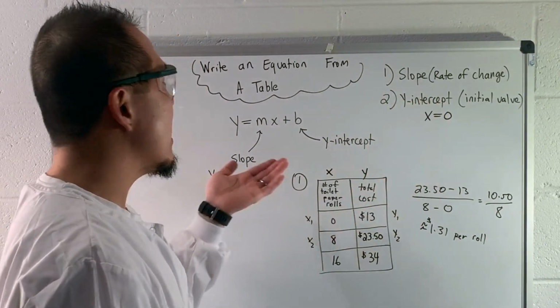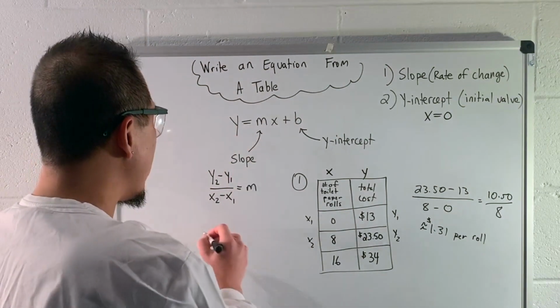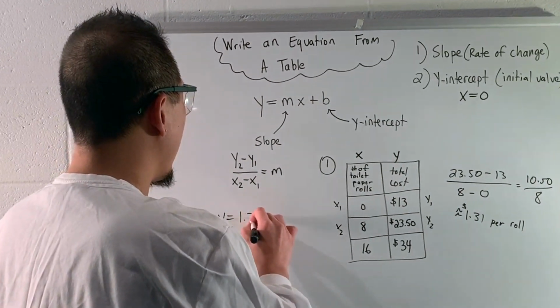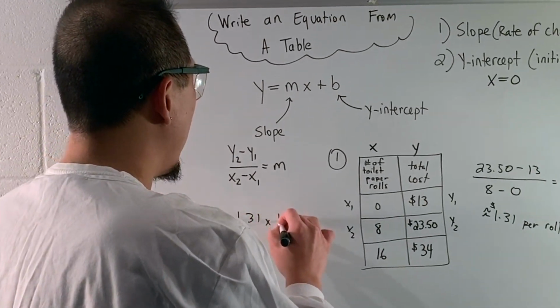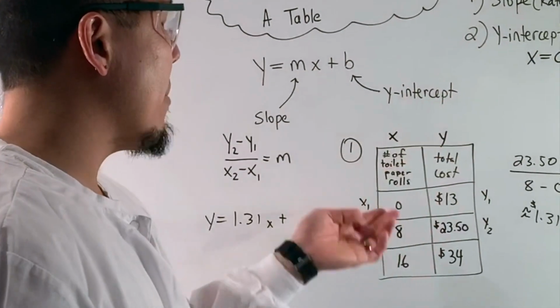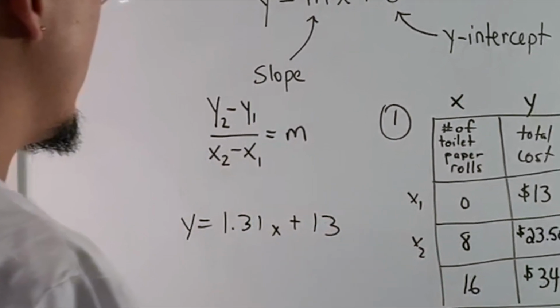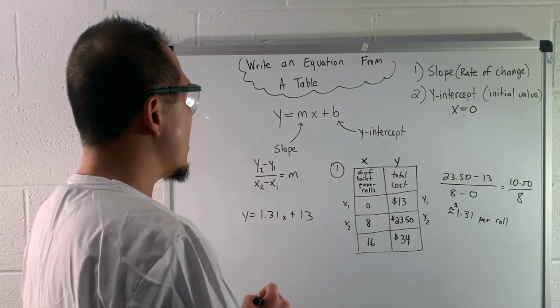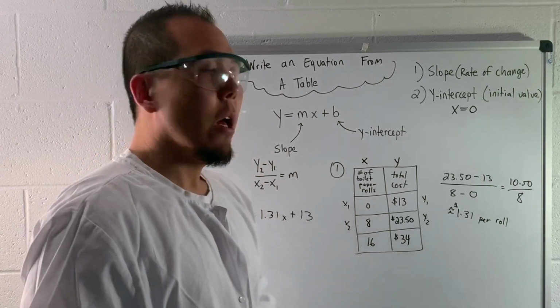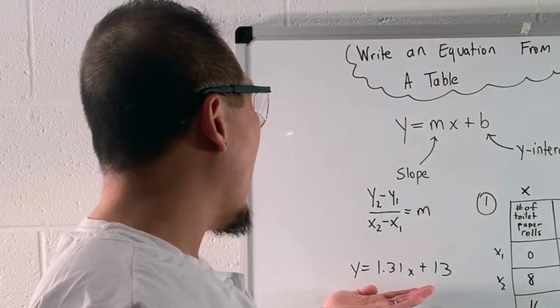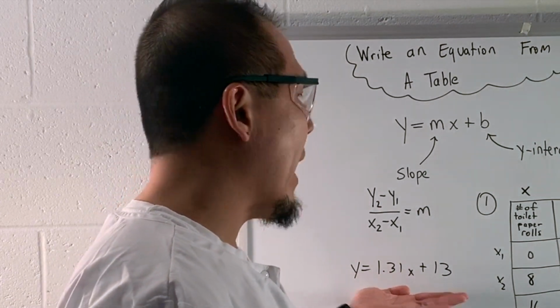So let's start putting this into the equation. We know it's going to be y equals m, our slope, which is 1.31, x plus, we said our y-intercept was 13. So the equation to find x number of toilet paper rolls and the cost would be y equals 1.31x plus 13.